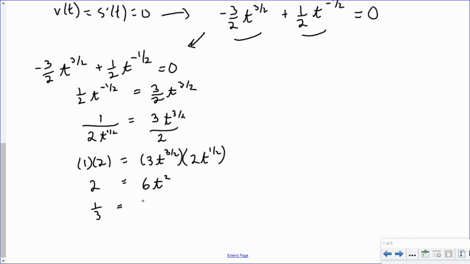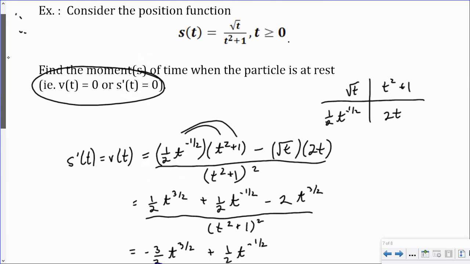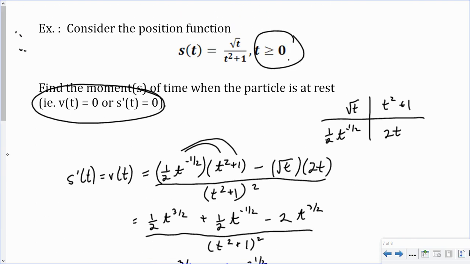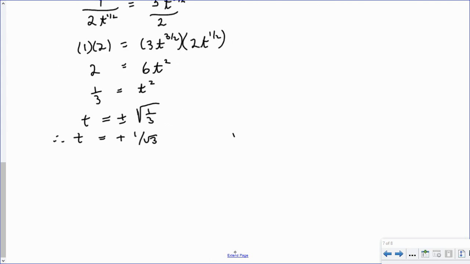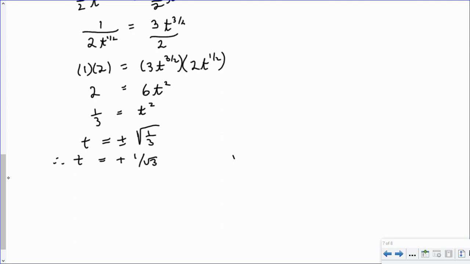That allows me to solve for t squared. 2 divided by 6 is equal to t squared, that's 1/3. Or t equals plus or minus. In this case, I think I had a restriction on my domain. Yeah, t is greater than 0. So my solution would be t positive. I'm just going to evaluate my root: 1 over root 3. I think I left it there. I don't think I wrote that as a decimal approximation, so that's my solution for this one.